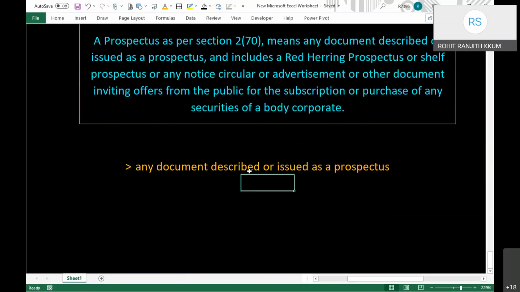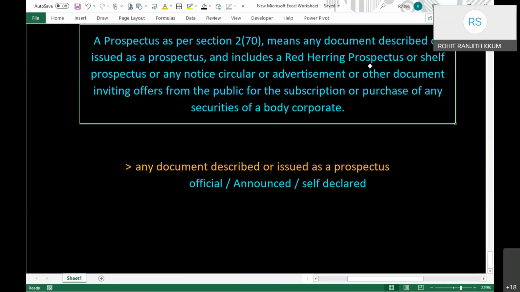There can be a 1 mark MCQ on this. The answer would be that I'm talking here about the official, announced or declared prospectus. So this first sentence is talking about the official, announced or self-declared prospectus. The second line says it includes red herring prospectus and shelf prospectus.